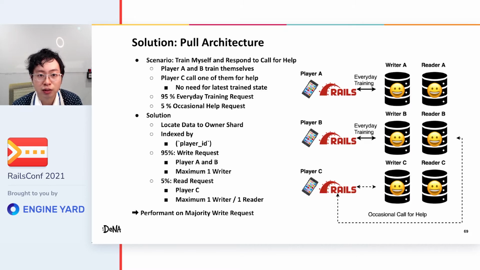The solution is a pull architecture. You can see the Rails and databases in the figure. We locate the data to the owner shard indexed by player ID. Then, 95% of write requests involve just one writer, and 5% read requests involve one writer and one reader. This architecture is performant on the majority write requests.